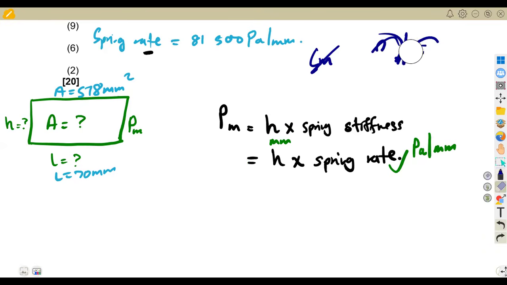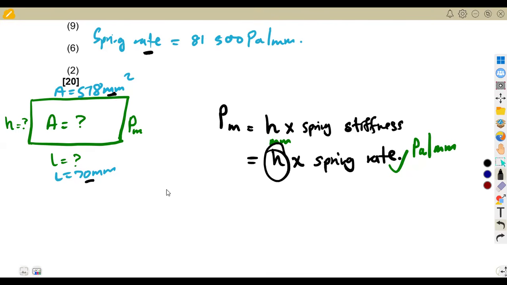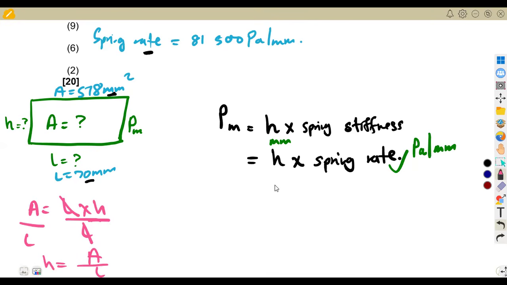Here it was just an advantage that we are given everything in millimeters, the area in square millimeters and the length in millimeters. So definitely our height is going to be in millimeters. How do you find the height? Remember, this is a rectangle. So the area is simply the product of the length and the height. So we need the height, which is the area divided by the length. So this is going to be the formula for the height.